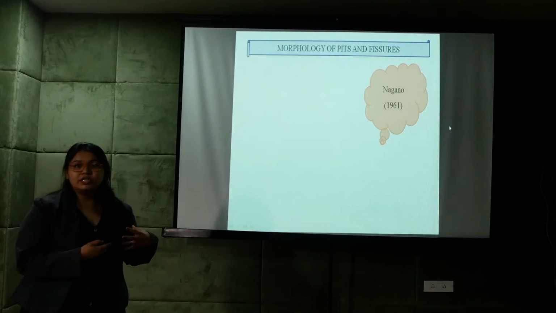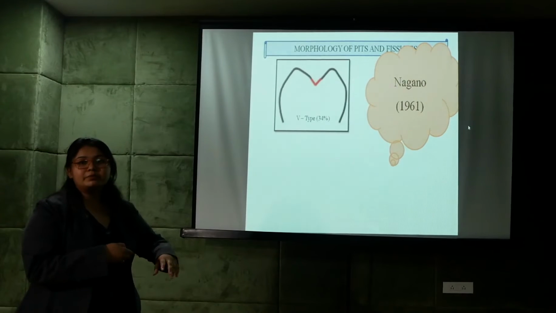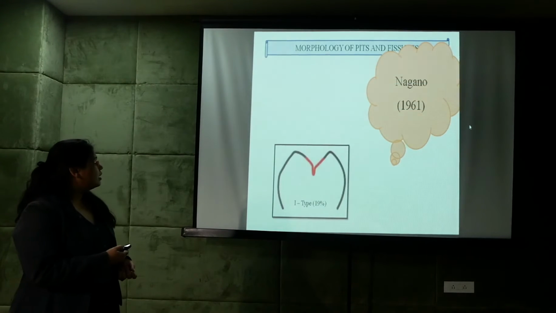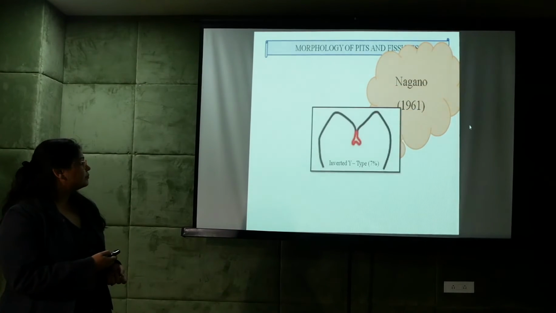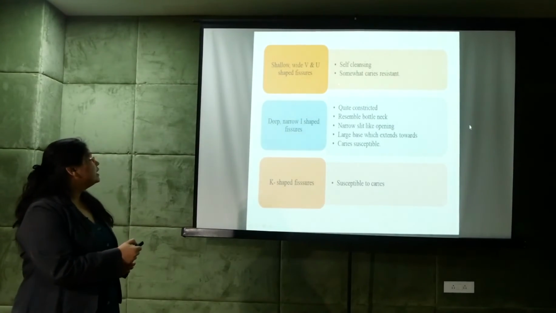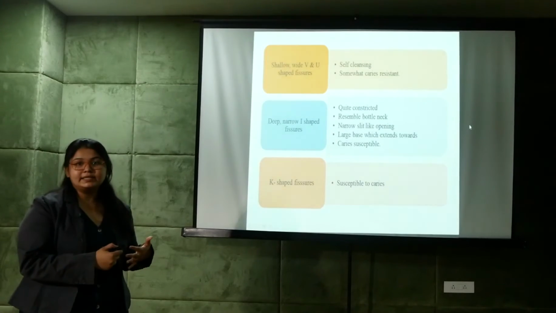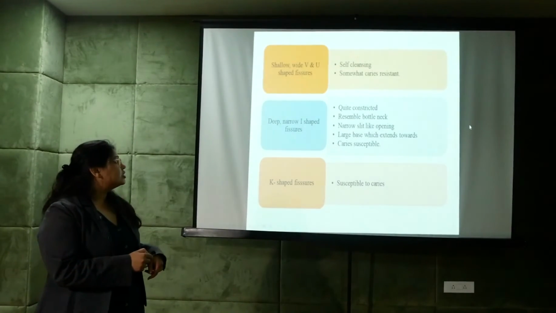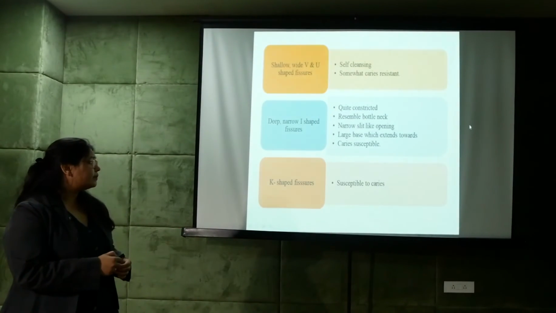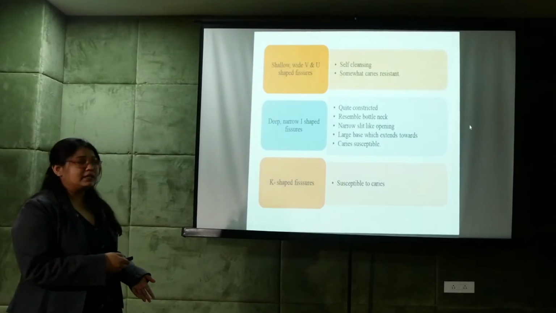So what is the morphology of pits and fissures? Nagano in 1961 gave different types of morphologies like V type, IK type, I type, U type, inverted Y type. Shallow, wide V and U-shaped fissures are self-cleansing and somewhat caries resistant. Deep, narrow I-shaped fissures are quite constricted, resembling a bottleneck with a narrow slit-like opening. They are caries susceptible, and K-shaped fissures are also susceptible to caries.